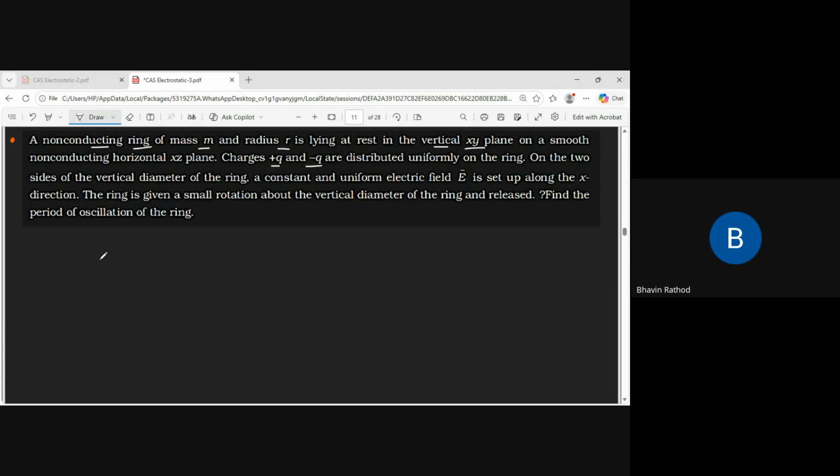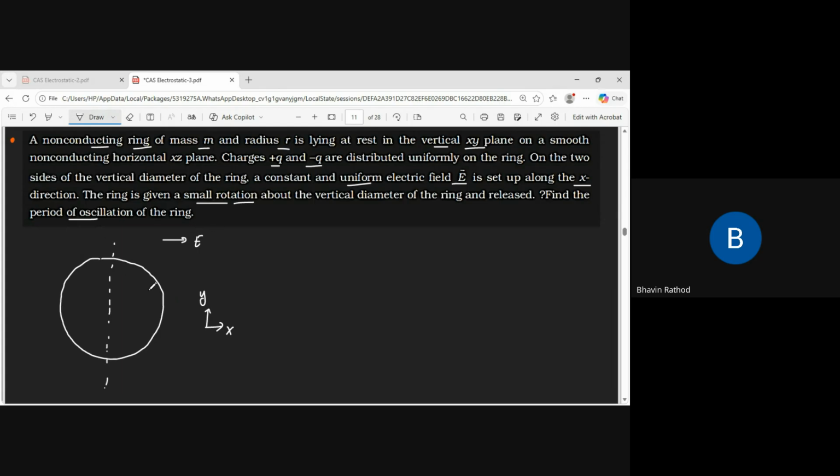So let us say this is the ring, and this is the xy plane, which means the z axis is normal to the screen. Now we are putting this ring in a uniform electric field, which is along the x direction. We want to find out what will be the time period of oscillation of this ring for a small rotation.